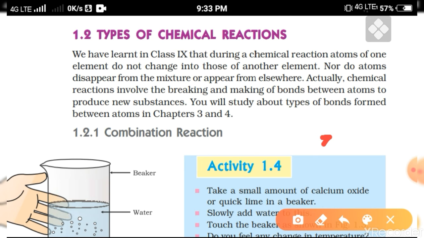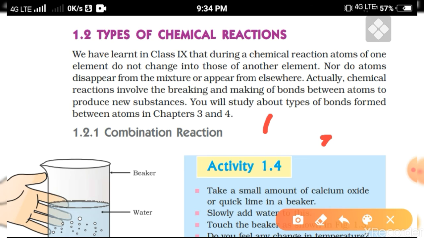Types of reaction means one chemical, one matter or one element, one molecule combines with another element, and then a product is formed. Two elements or two reactants combine together, and a new substance is formed. Also we can divide by the types of chemical reaction.